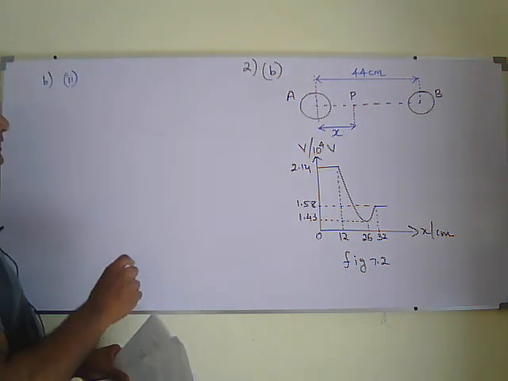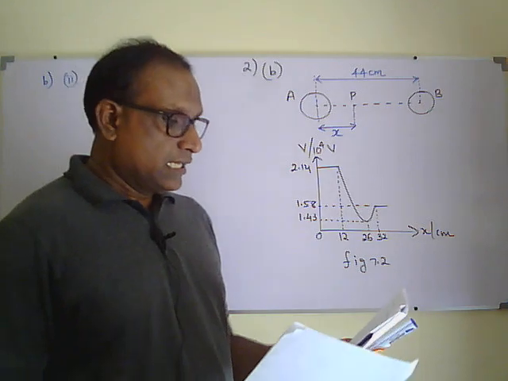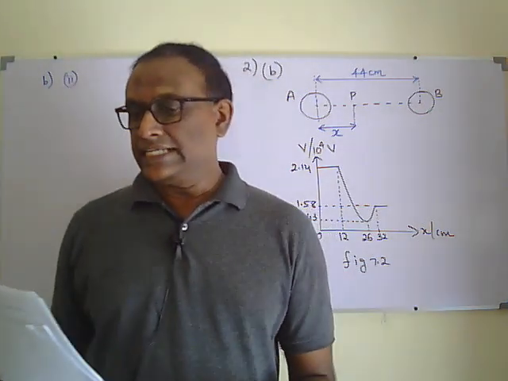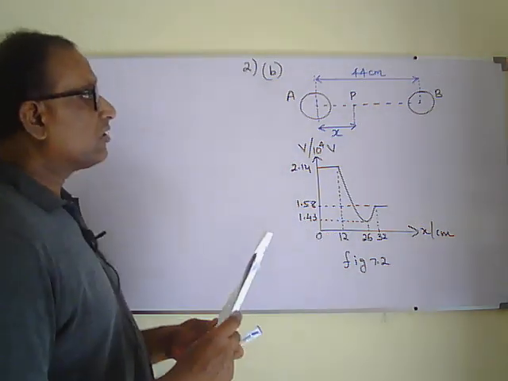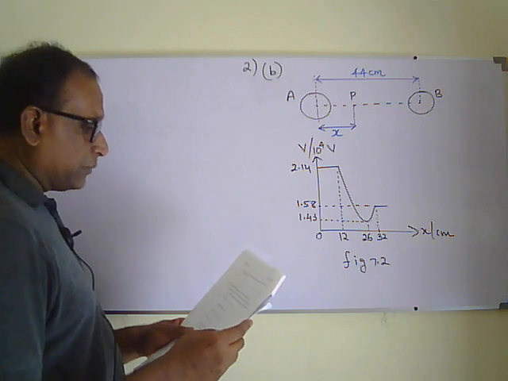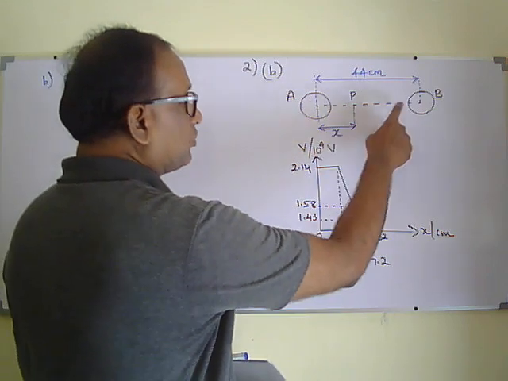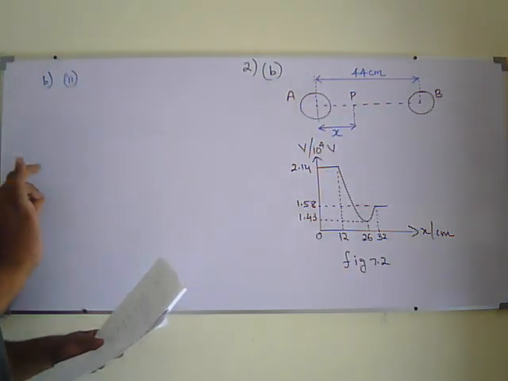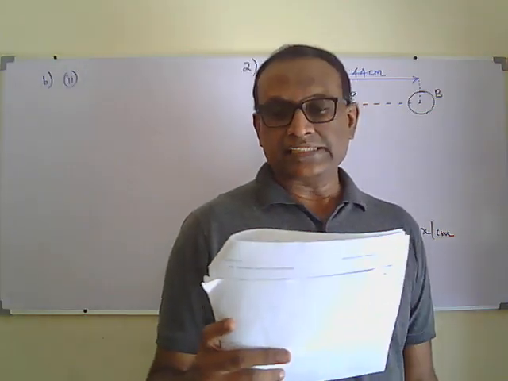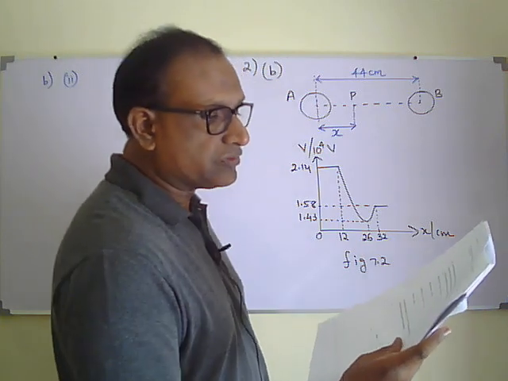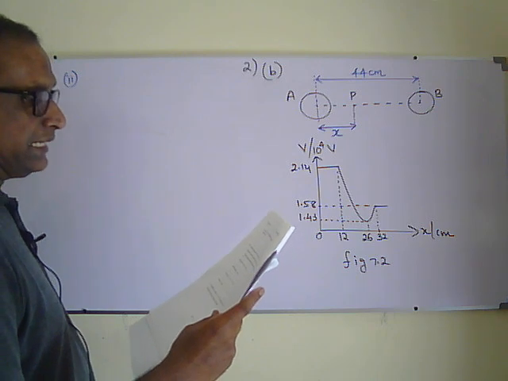Okay, now question 2, the second question, B part, second part, we are going to discuss. The question says that a positively charged particle is at rest on the surface of sphere A. The particle moves freely from the surface of A to the surface of B. So it's allowed to move freely. Describe qualitatively the variation, if any, with distance x of the speed of the particle as it moves from x equal to 12 centimeters to 25 centimeters.